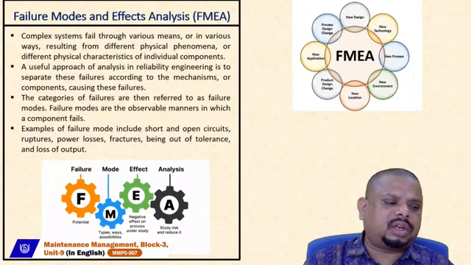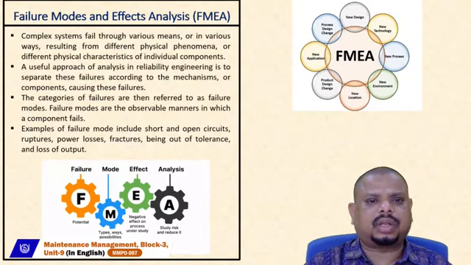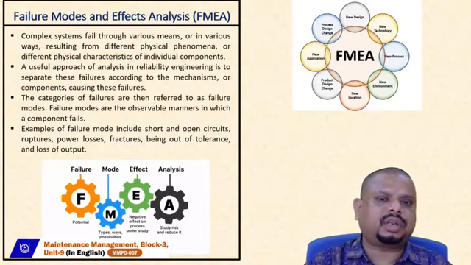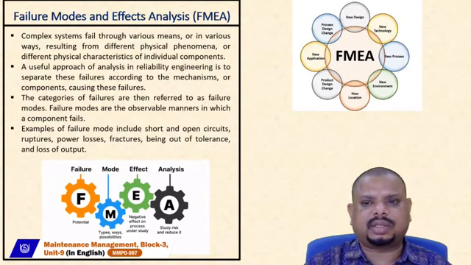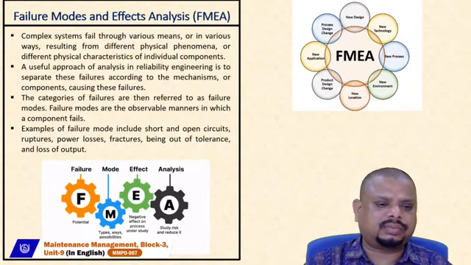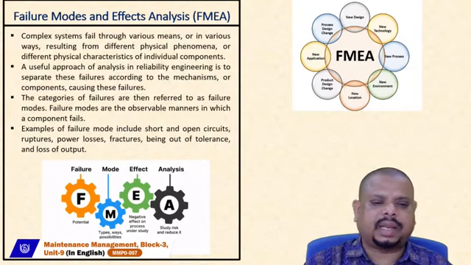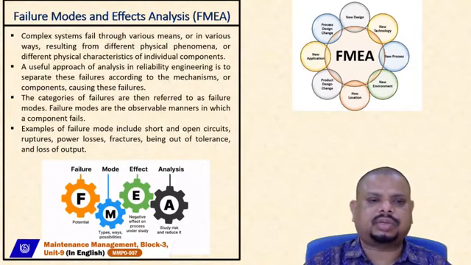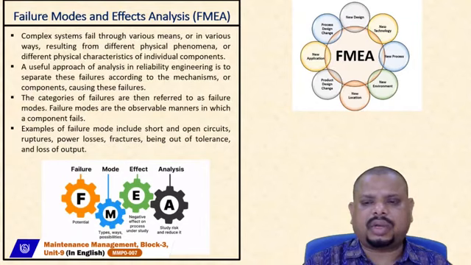The next topic we have is failure modes and effect analysis. A complex system fails through various means or in various ways, resulting from different physical phenomena or different physical characteristics of individual components. So in case of failure mode effect analysis, you have to focus first on the potential, then M stands for mode, that is the way of possibilities, E stands for effect, that is the negative effect on the process under study, and analysis is the study of risks to reduce it.